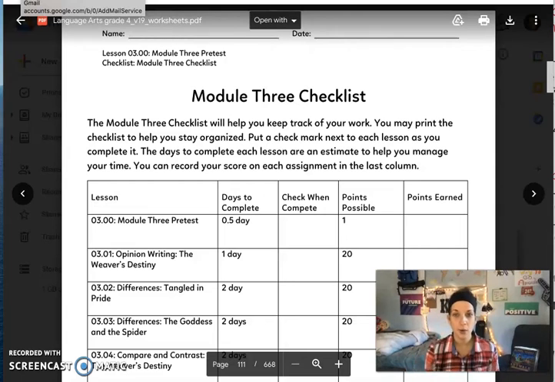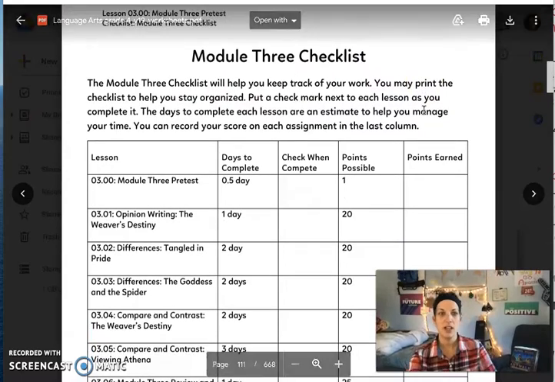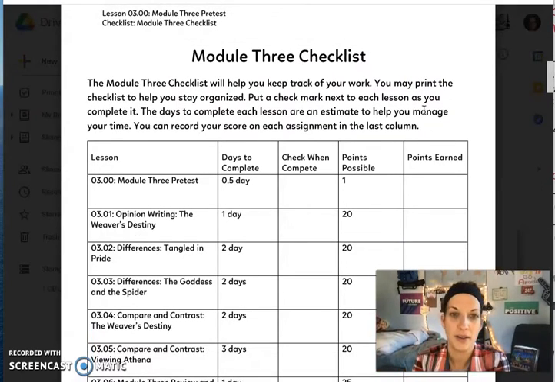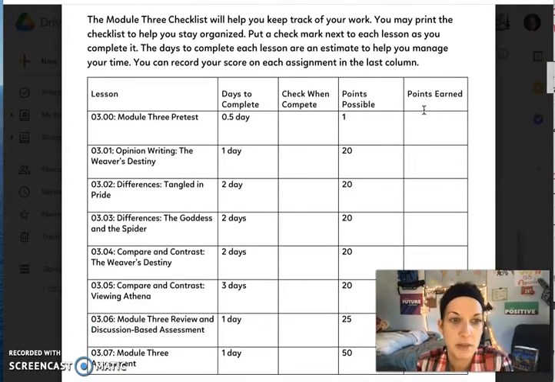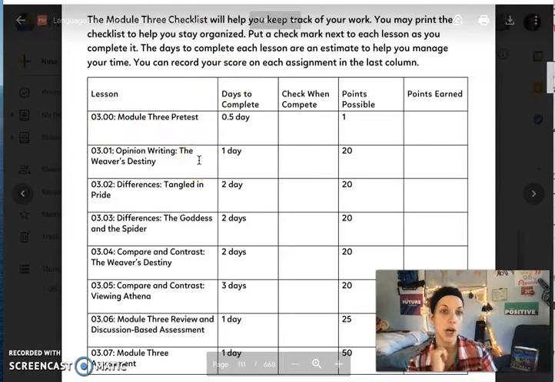I just want to talk real quick about Language Arts Module 3. All right, so fourth grade, Language Arts Module 3. I'm going to show you this checklist that just shows you what the different parts of this module are. But I also want to explain that you're not going to do the pretest. Okay, so I turned that off. You'll start with Module 3, Lesson 1.